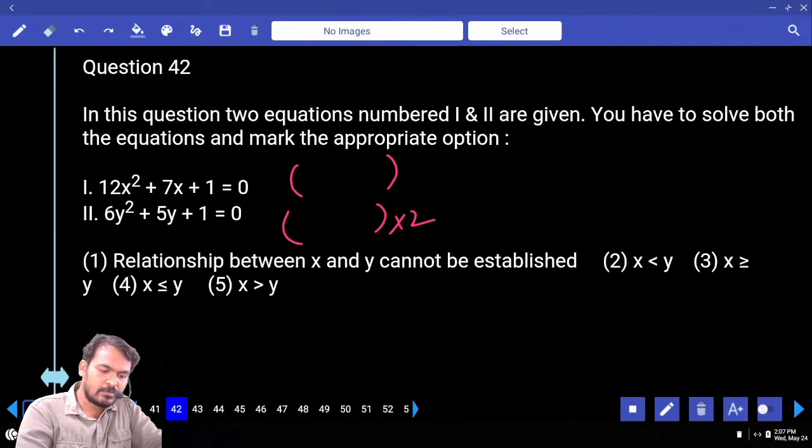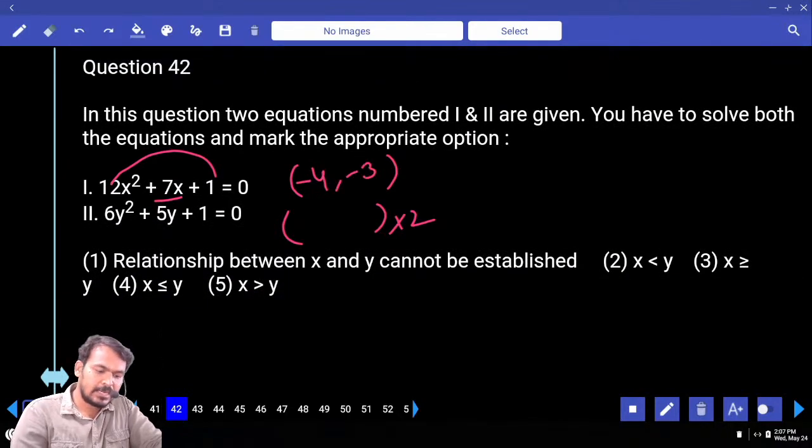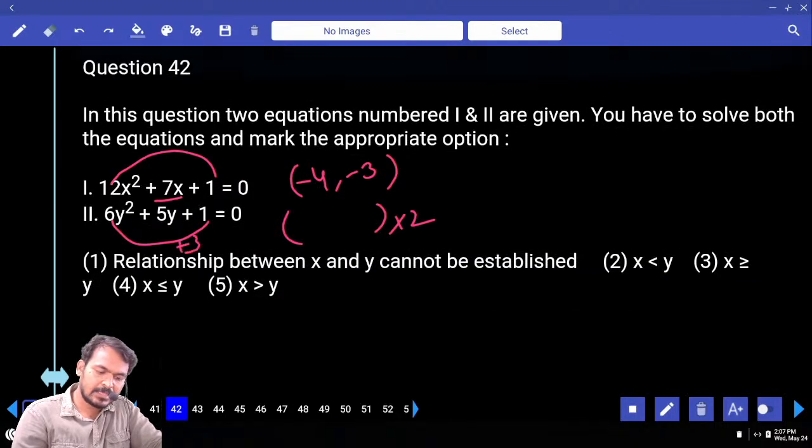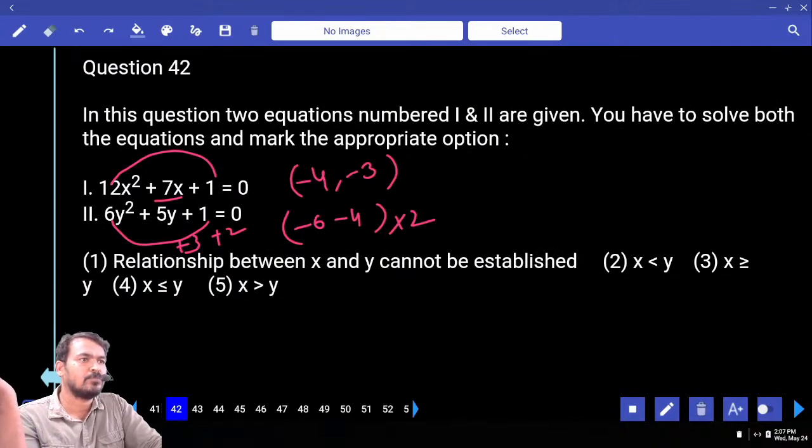Okay. First one, product 12, sum is 7. Then roots are minus 4, minus 3 or not. Second one, 6 into 1, 6. Initial roots are plus 3, plus 2 or not. What are the final roots? Minus 6, minus 4 or not. Multiplied by 2 times or not.